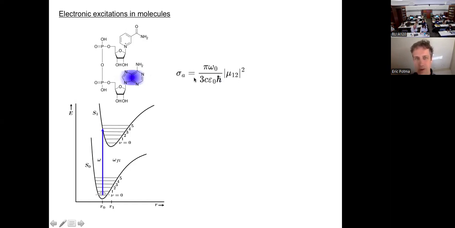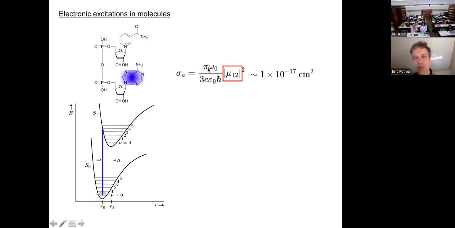Okay, so you can actually calculate what it is, right? It turns out if you do a measurement, then you can measure how much that is. And for a typical chromophore, it is about 10 to the minus 16 or 10 to the minus 17. So for NADH, it's actually 10 to the minus 17 centimeters squared. We already have seen the unit of the cross-section.